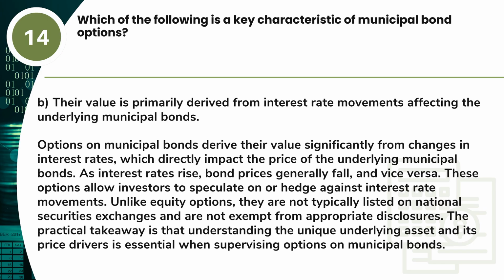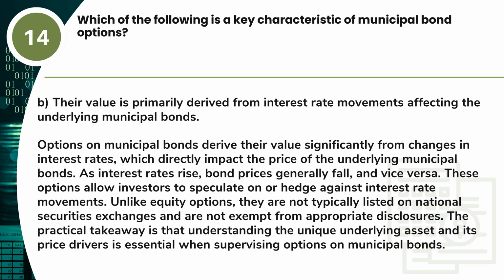Answer: B. Their value is primarily derived from interest rate movements affecting the underlying municipal bonds. Explanation: options on municipal bonds derive their value significantly from changes in interest rates, which directly impact the price of the underlying municipal bonds. As interest rates rise, bond prices generally fall and vice versa. These options allow investors to speculate on or hedge against interest rate movements. Unlike equity options, they are not typically listed on national securities exchanges and are not exempt from appropriate disclosures.